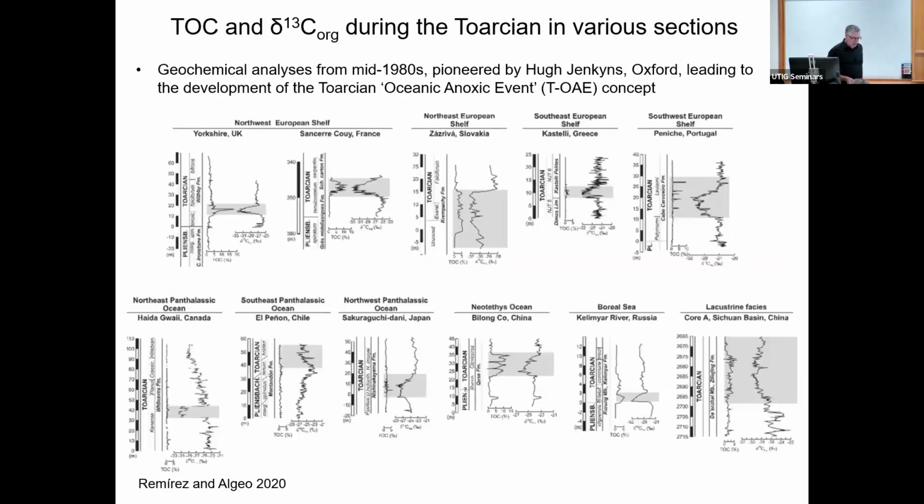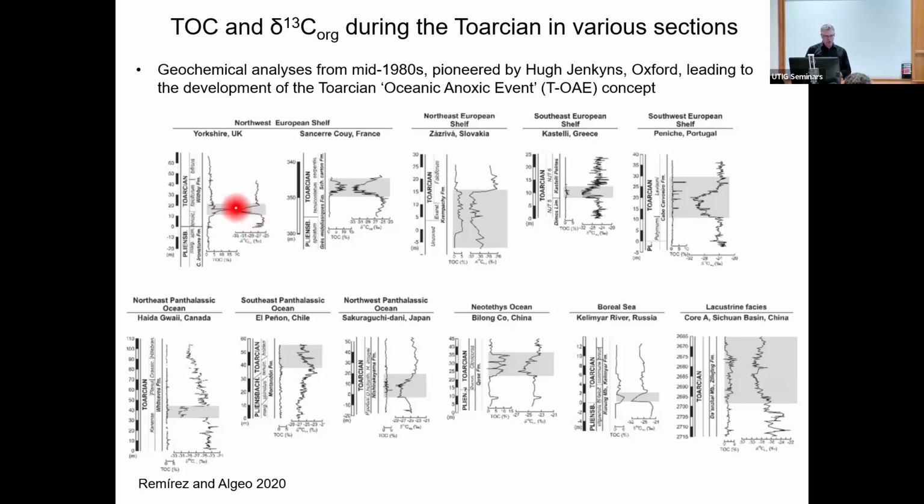So after these analyses on higher level taxa, geochemists started to get particularly interested in this period of time in the late part of the Jurassic. The geochemical analyses included looking at total organic carbon and also carbon isotopes, both carbon isotopes in organic material and carbon isotopes in carbonates. And this shows here the section that I'm going to talk about a little bit later on in Yorkshire in the UK.